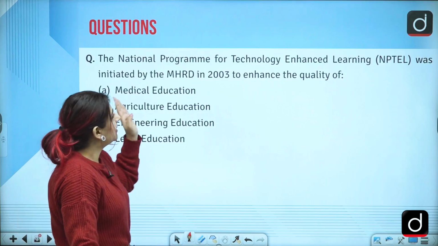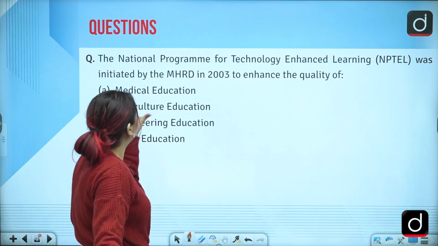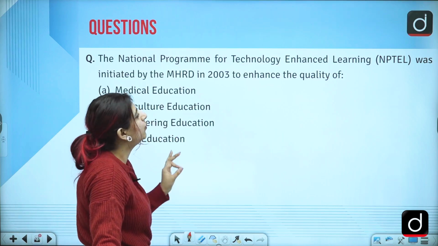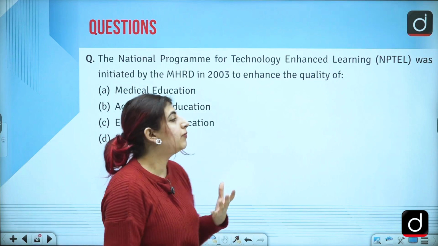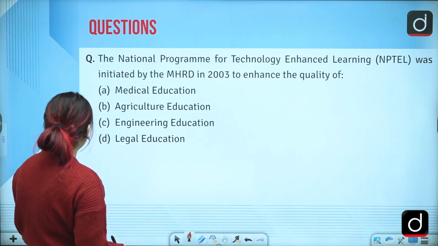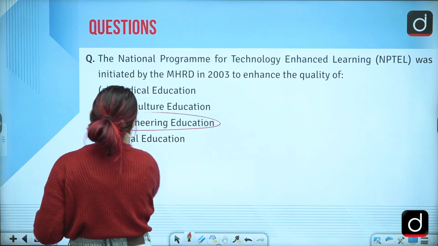The next question is: the National Program for Technology Enhanced Learning, NPTEL, was initiated by the MHRD in 2003 to enhance the quality of what? You can pause the screen here. To enhance the quality of C, that is engineering education.